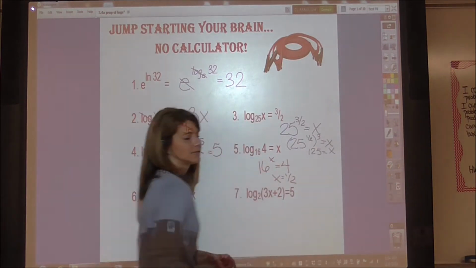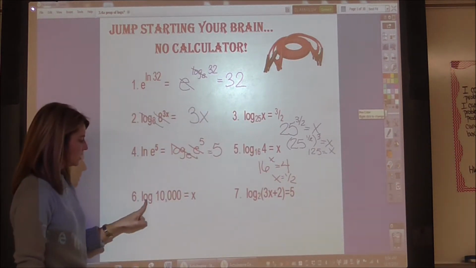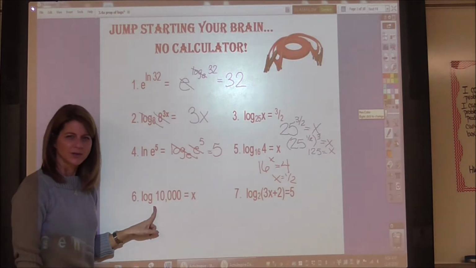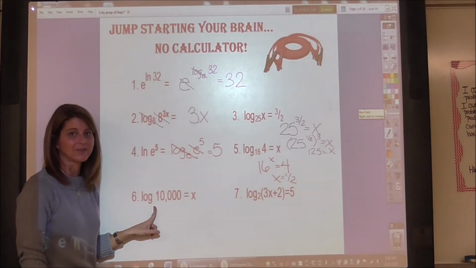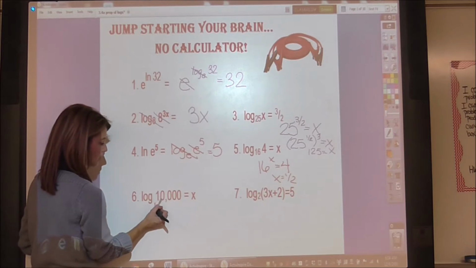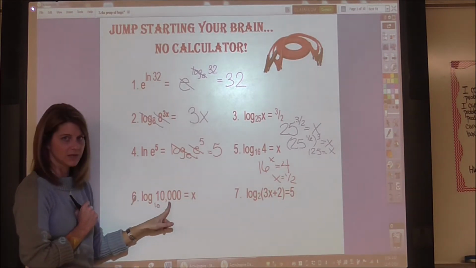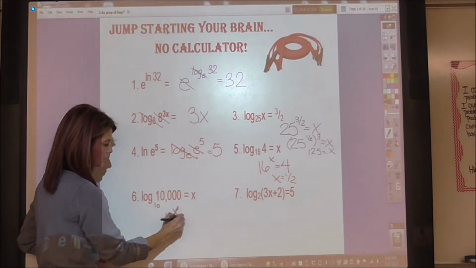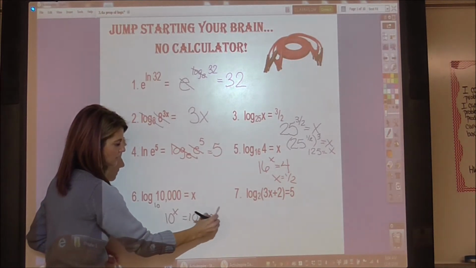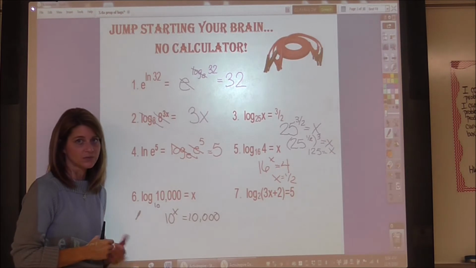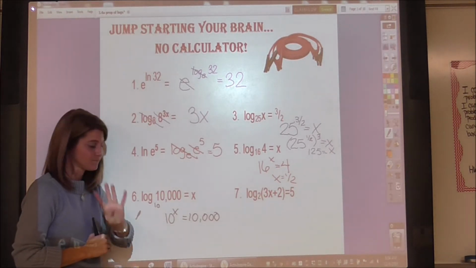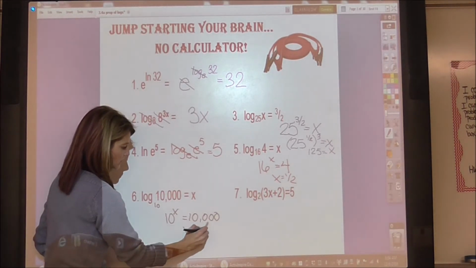All right, last two. Log base 10. How did I know it was base 10? Because it's missing, and that's the common logarithm. It's so common we can leave it out. So 10 to some power gives me 10,000. All I really have to do is count the zeros. How many zeros? So x is 4.